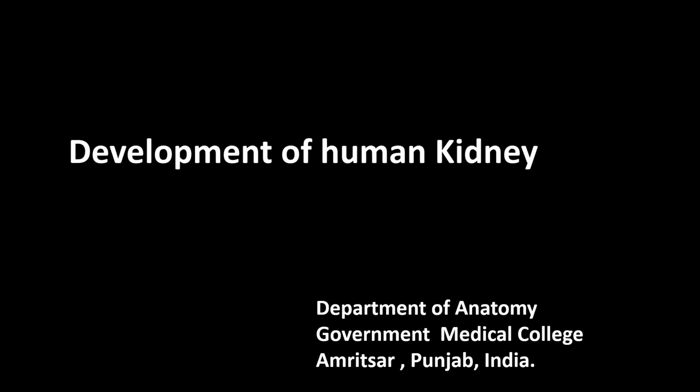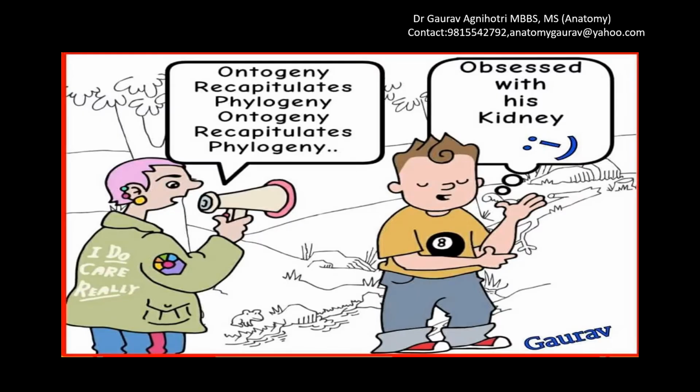Hello, this is Dr. Gaurav, and today I focus on the development of the human kidney. During development of the human kidney, ontogeny recapitulates phylogeny, that is, the evolutionary history of the organ repeats itself.